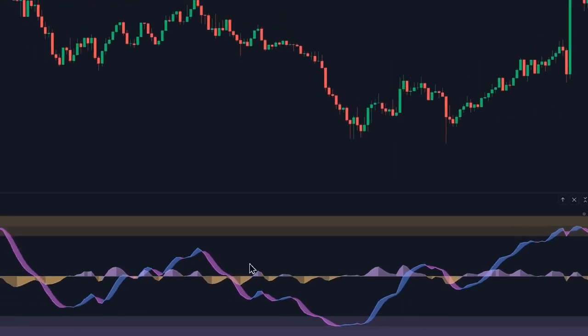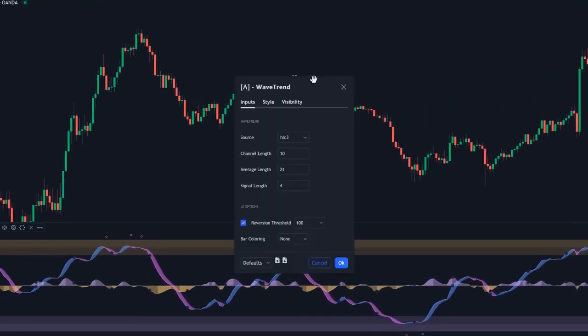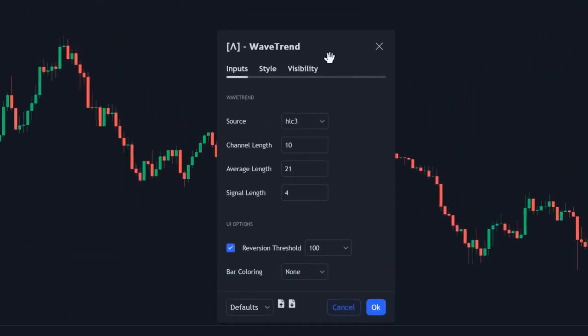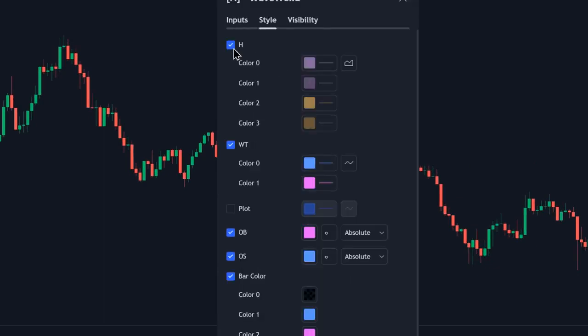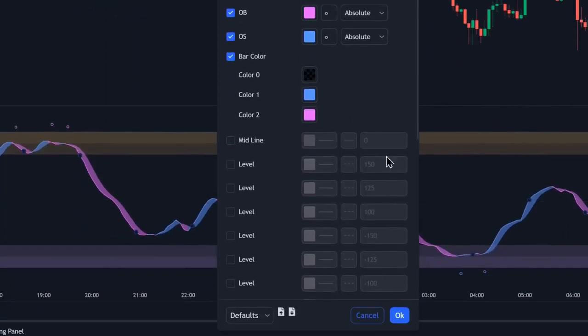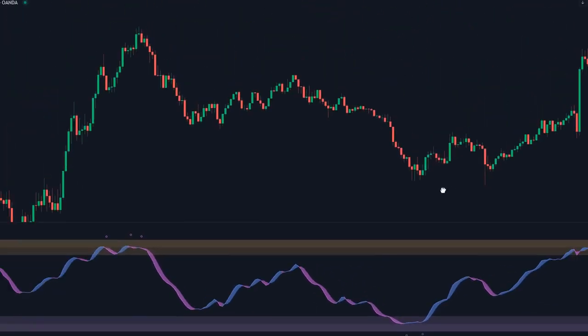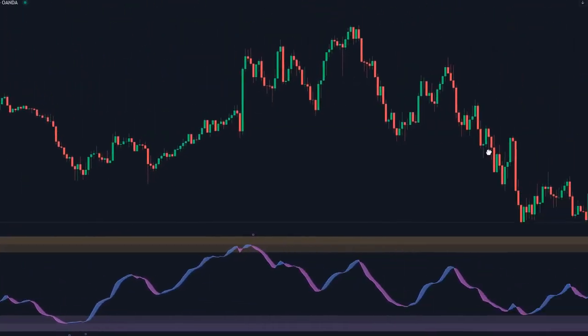Now, let's access the settings of this indicator so we can customize it to suit our strategy. On the Style tab, we want to disable the histogram as well as the midline. After that, click OK. Now, with the settings of this indicator changed, I know you may be thinking, but how can we use this indicator to trade?